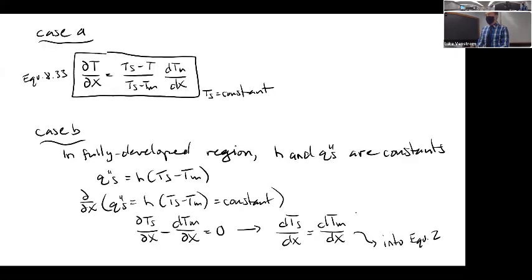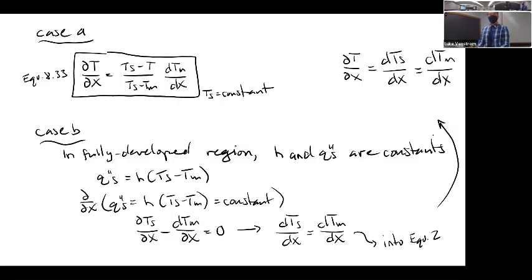And so I'll go up here. I don't have quite enough space. So when that's the case, what we end up showing is that dT/dx is equal to dTs/dx, but we just convinced ourselves that that's equal to dTm/dx. So what does that mean for us? It means that in the fully developed region, the slopes of all the lines are equal, right?